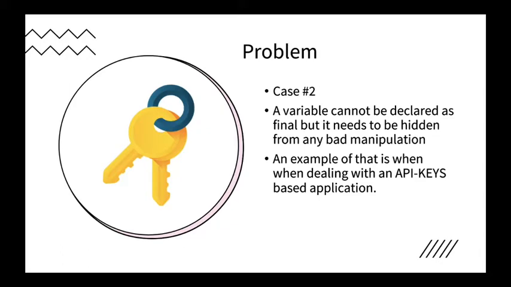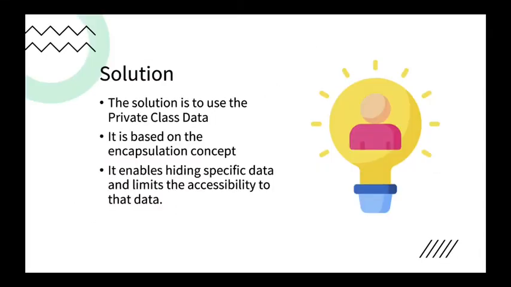Also, another problem is when we want to declare a variable that should be hidden from any bad manipulation, but this variable cannot be declared as final. So the solution to all of these problems is to use a specific pattern, which is called the private class data. This design pattern is based on the encapsulation concept for attributes, but it is used for classes. It enables hiding specific data and it limits the accessibility for these attributes.